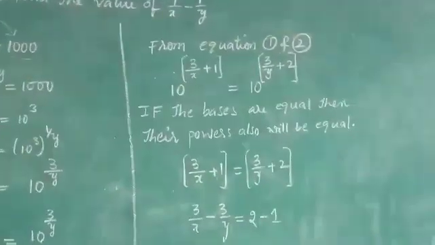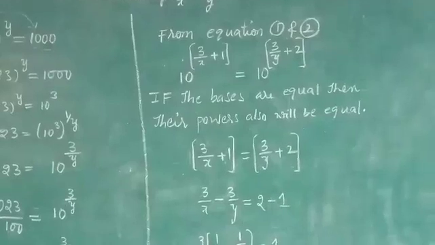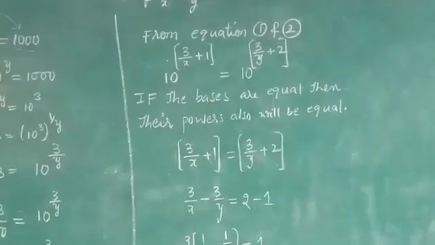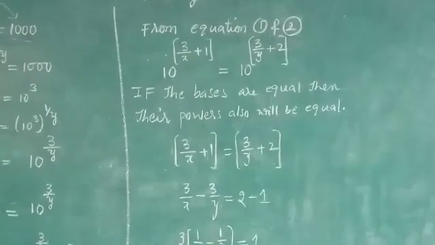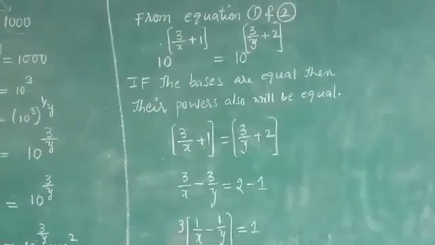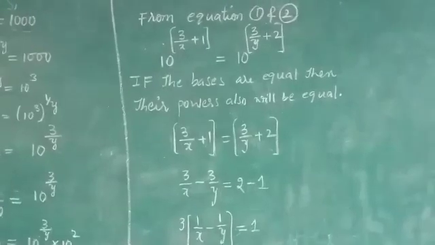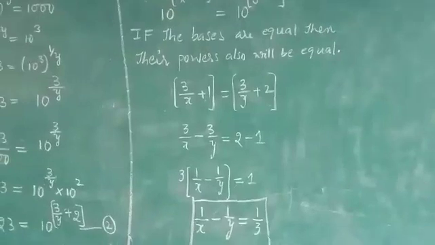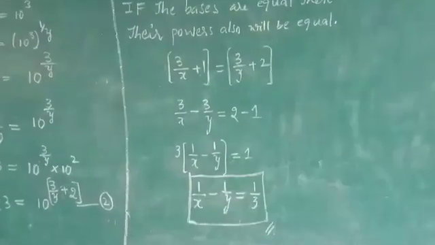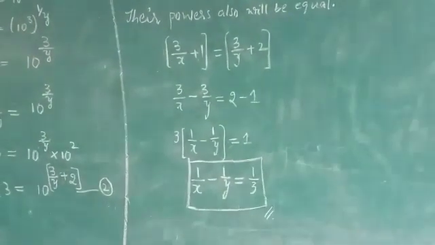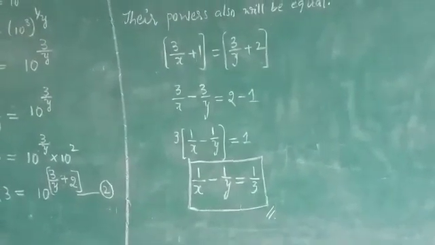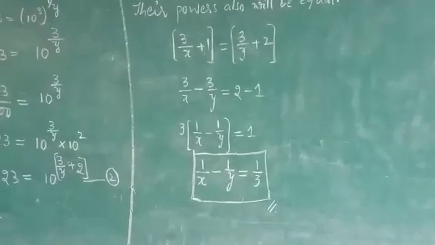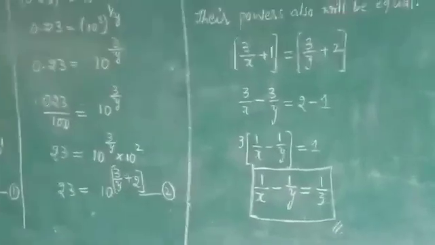So from equation 1 and 2 you can write that 10 to the power of 3 by x plus 1 is equal to 10 to the power of 3 by y plus 2. If the bases are equal, then their powers also will be equal. So from that I am writing that 3 by x plus 1 is equal to 3 by y plus 2, so 3 by x minus 3 by y is equal to 2 minus 1. So you are taking 3 common, 1 by x minus 1 by y is equal to 1. So 1 by x minus 1 by y is equal to 1 by 3. So this will be the total answer.